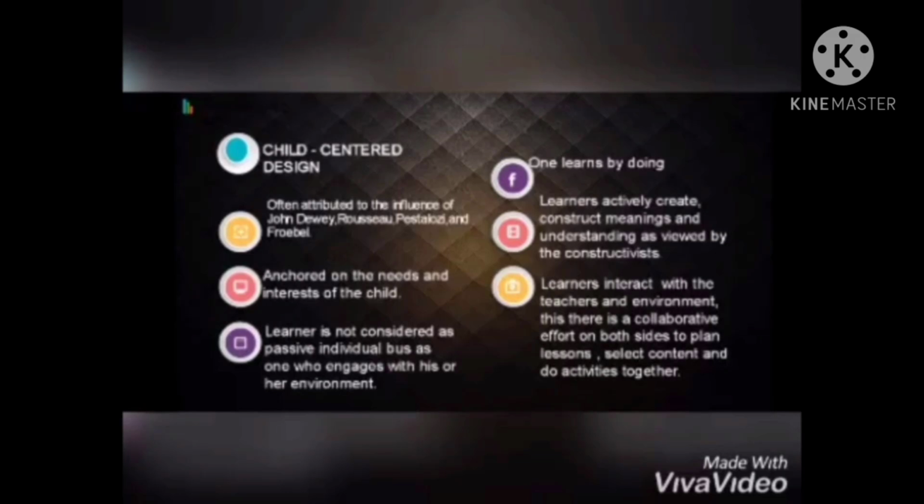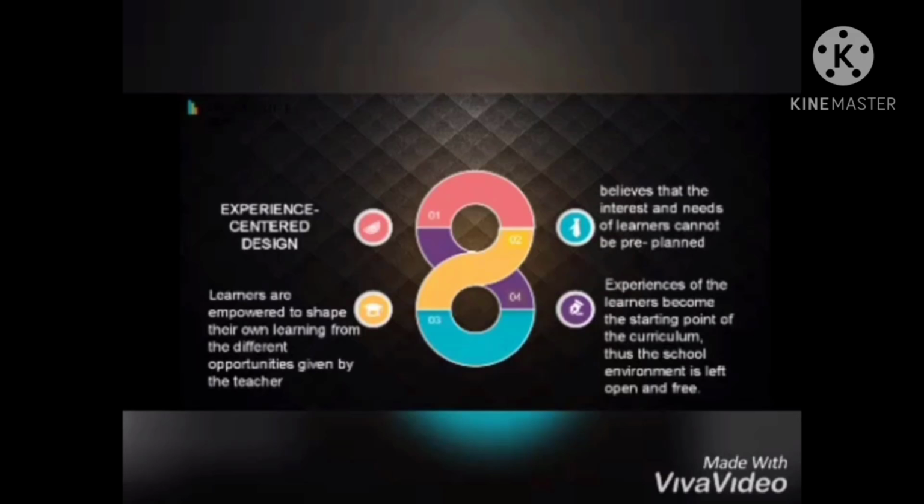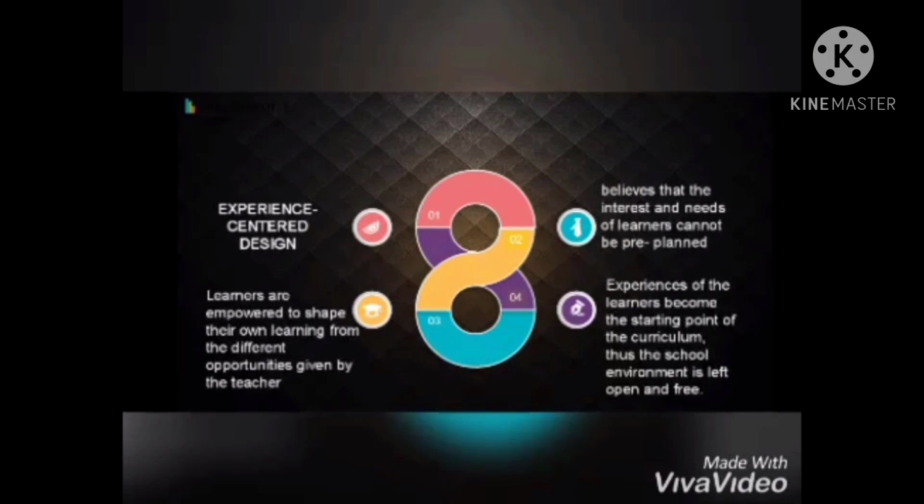In the child-centered design, there is a collaborative effort between the teacher and the students to plan lessons, select content, and do activities together. Learning is a product of the child's interaction with the environment. Next is experience-centered design. It is similar to the child-centered design.